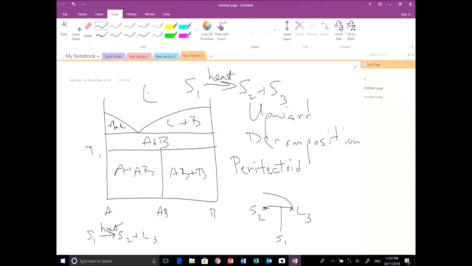We must have a eutectoid as well, don't we? Okay, so now you got another invariant point. Which one you call it, I don't care. They're both correct. All right. Upward decomposition or paratectoid, either one. All right? So now you know melting points, paratectic, eutectic, and paratectoid.